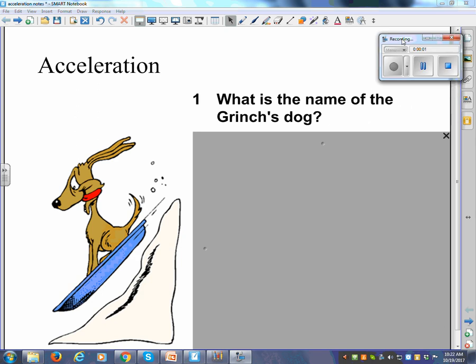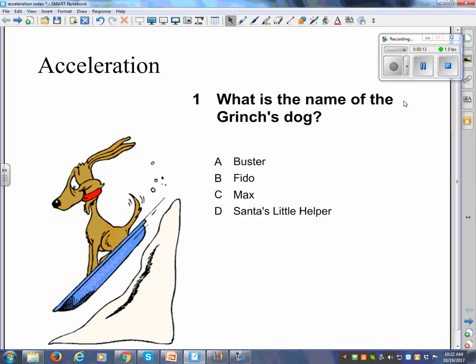Alright, so we're going to talk about acceleration today, and I'm going to start with an easy question. Maybe your international students may not be familiar with The Grinch Who Stole Christmas, but it was a favorite at my house when the kids were younger, and we watched it every night for about 6 weeks in a row. And there was always one part that made me laugh, maybe not after the entire 6 weeks, but when the Grinch's dog, whose name is?